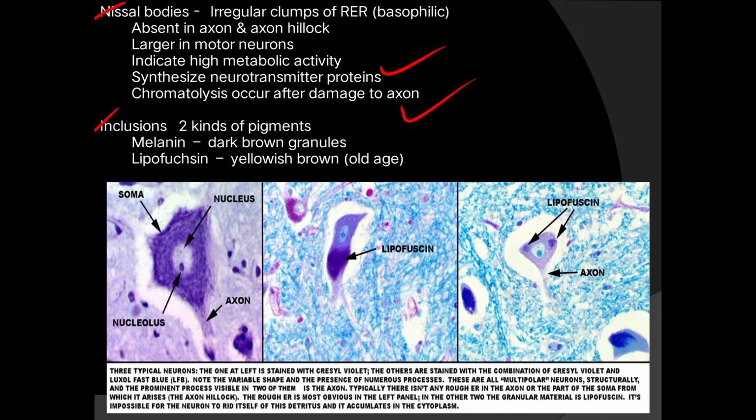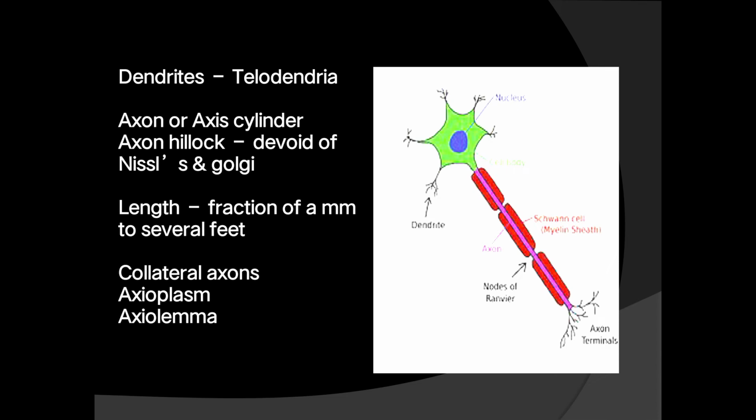Then inclusions: two kinds of pigments are there, melanin, a dark brown pigment, and lipofuscin, a yellowish brown or orange pigment. Now dendrites or telodendria, and the terminal axon is there. This is the nucleus. This is the dendrites. Okay, so the axon, or axon cylinder, or axon hillock, which we can see here.